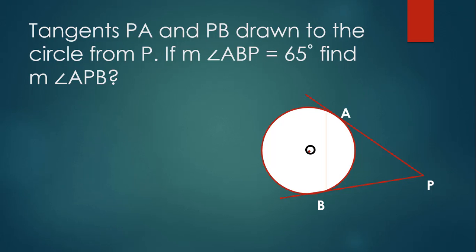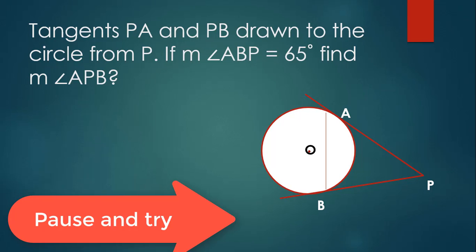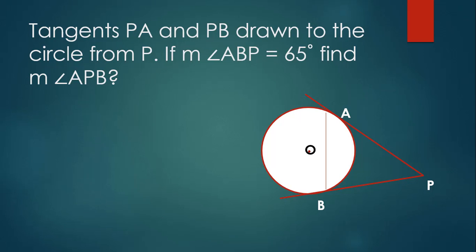Let's solve a question related to this theorem now. Tangents PA and PB are drawn to the circle from P. If measure of angle ABP is 65 degrees, you have to find the measure of angle APB. Before moving on, I would like to request you to please pause the video and try to solve this question by yourself. I hope you have already tried, so let's get started.